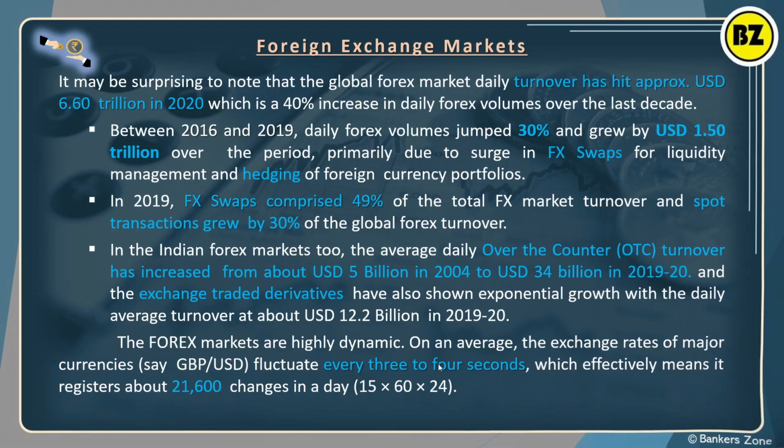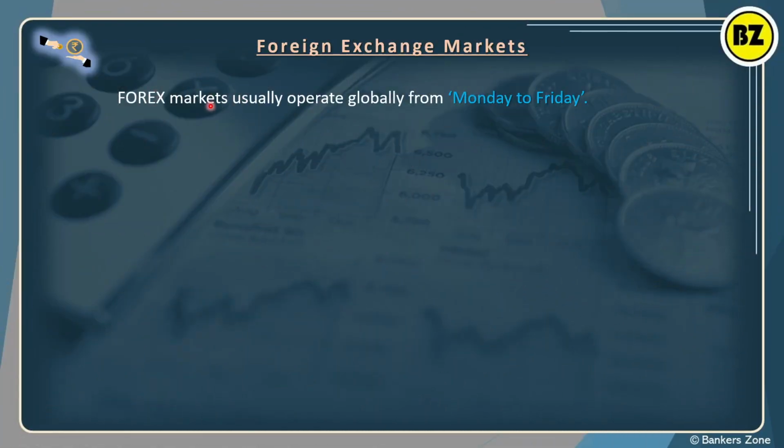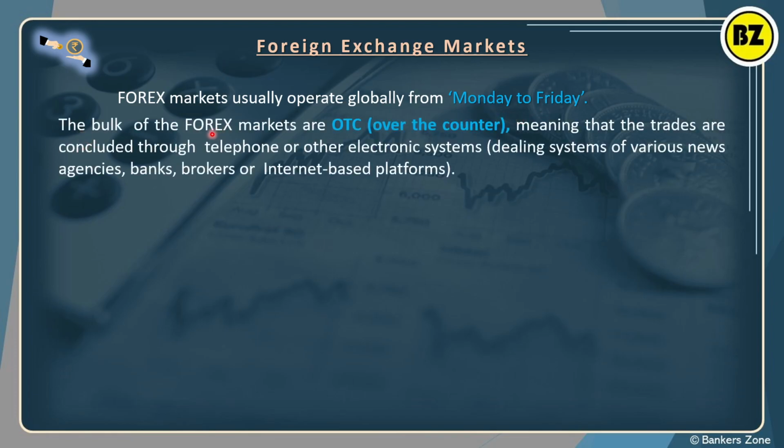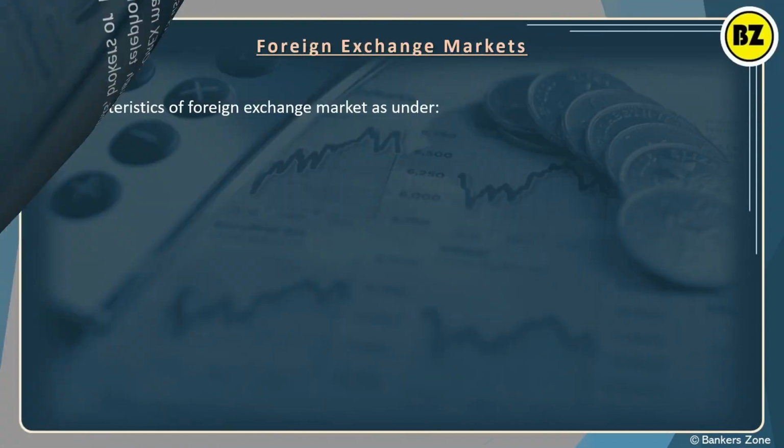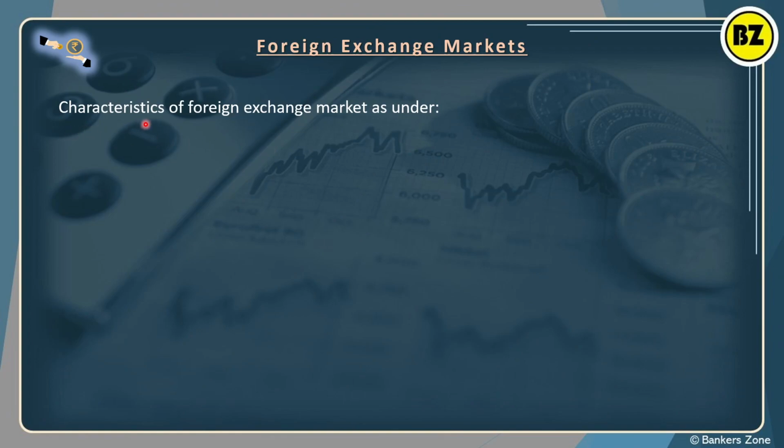Now see further, forex markets usually operate globally. That means Monday to Friday, which are the working days. The bulk of forex markets are OTC. OTC means over the counter, meaning that the trades are concluded through the telephone or other electronic systems. That is OTC, I have already explained OTC to you. Now there are some characteristics of the foreign exchange market, that is forex. We will see what those characteristics are.